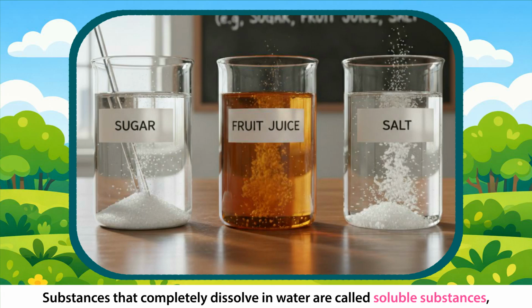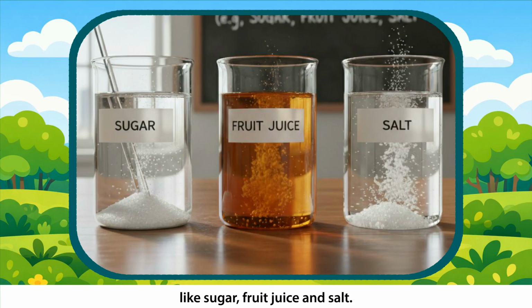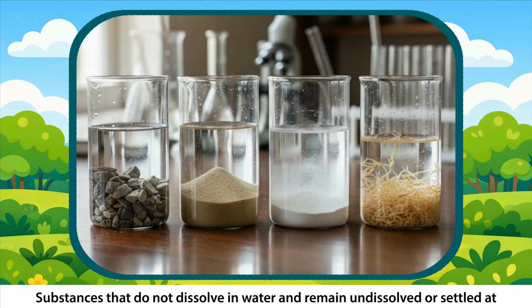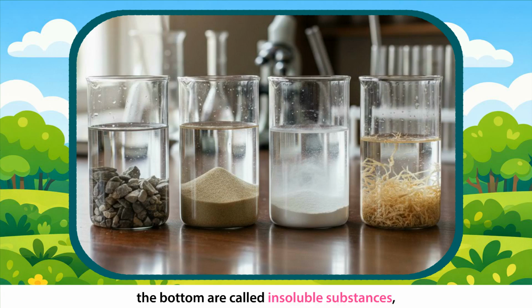Substances that completely dissolve in water are called soluble substances, like sugar, fruit juice, and salt. Substances that do not dissolve in water and remain undissolved or settled at the bottom are called insoluble substances, like stone pieces, sand, chalk powder, and sawdust.